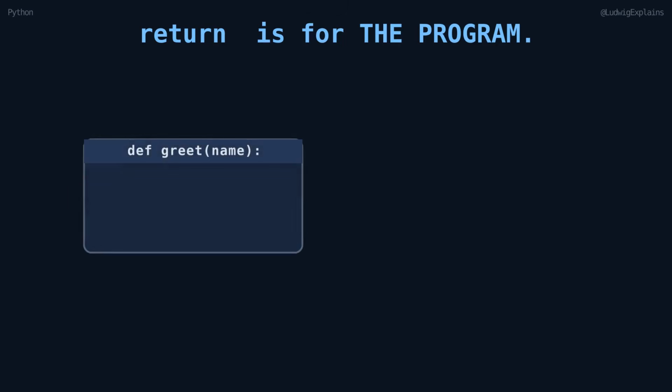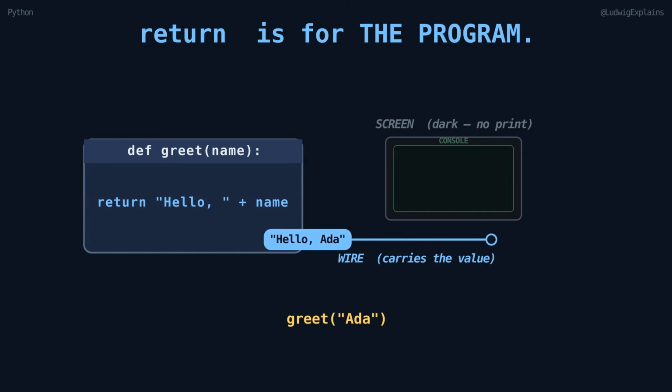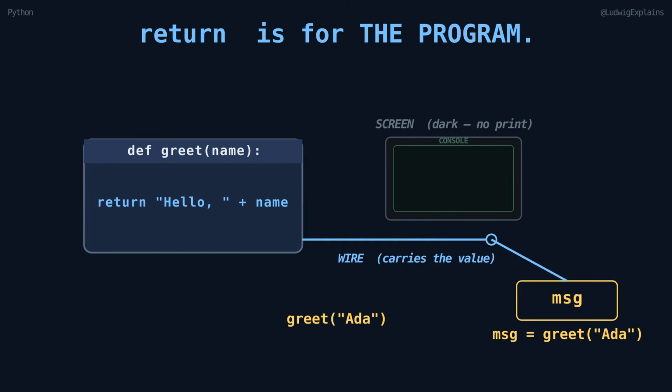The second output channel is return. Picture a wire coming out of the box. When the function returns a value, that value flows along the wire, and you can plug the wire into anything. You can store it in a variable. You can pass it into another function. You can do math with it. The wire connects this box to the rest of your program. Return is how a function gives a value back to the world.